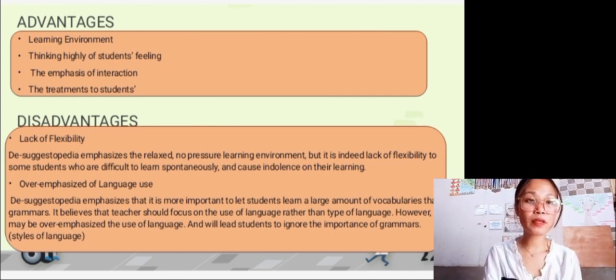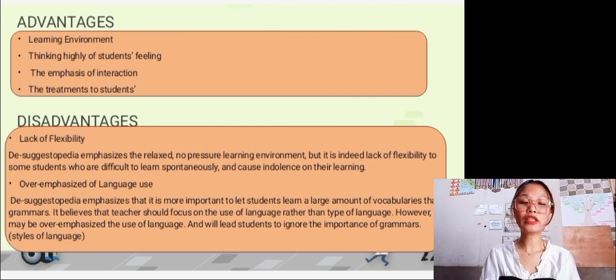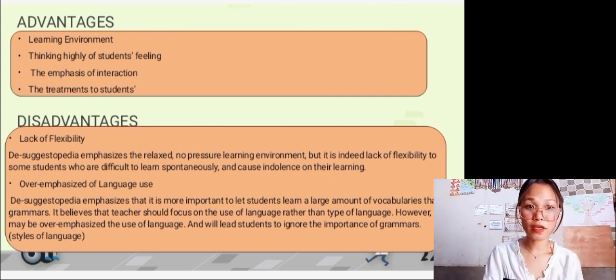Next is emphasis on interaction. In Suggestopedia, interaction plays a crucial role in the learning process. Teachers facilitate group discussions, collaborative activities, and hands-on experiences to encourage students to engage with the material actively. For example, students may participate in role-playing exercises, group projects, or debates to deepen their understanding of the subject matter through active participation.